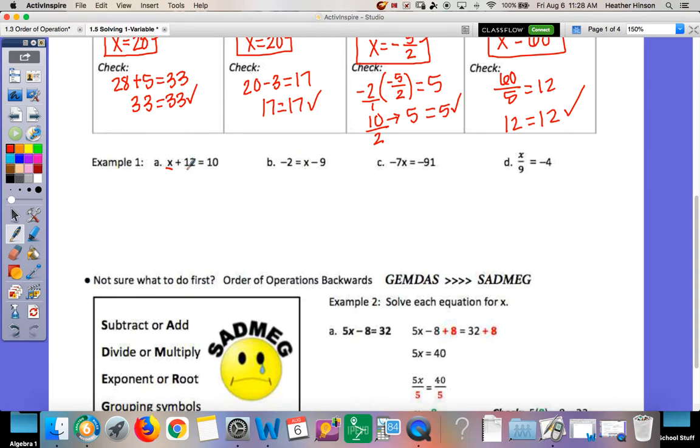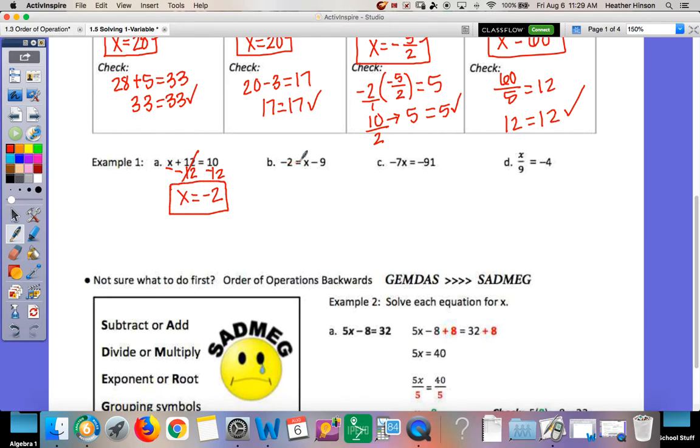What's the opposite? Minus. So I'm going to subtract that 12 to the other side. That leaves me with an x. 10 minus 12, that is negative 2. Once x is by itself, you are done.